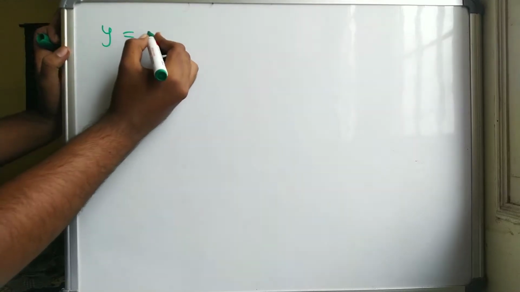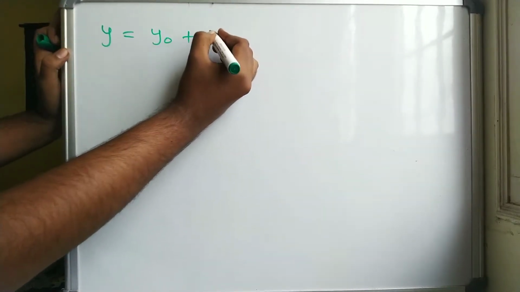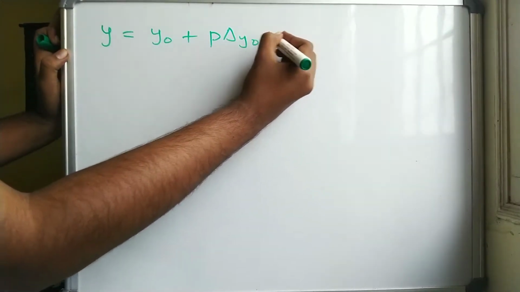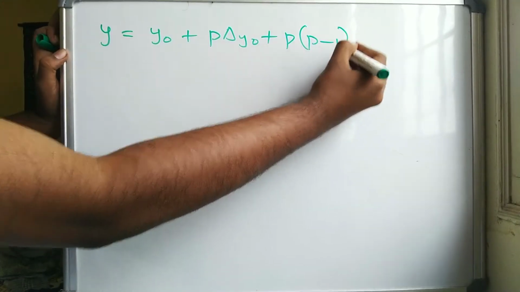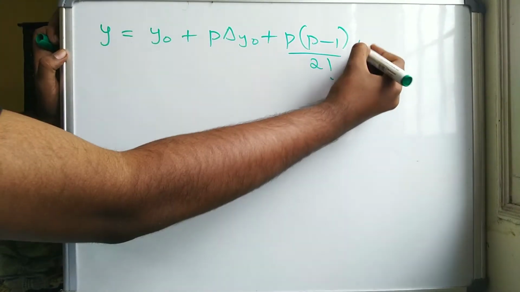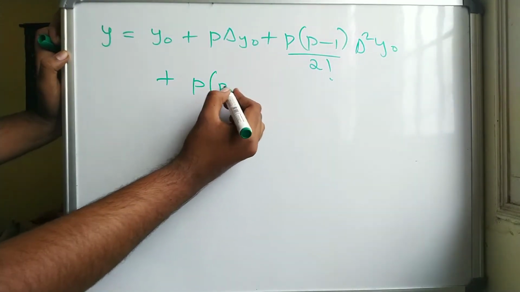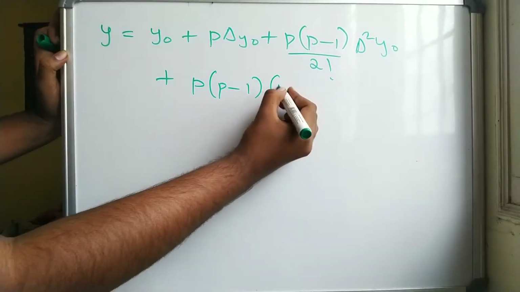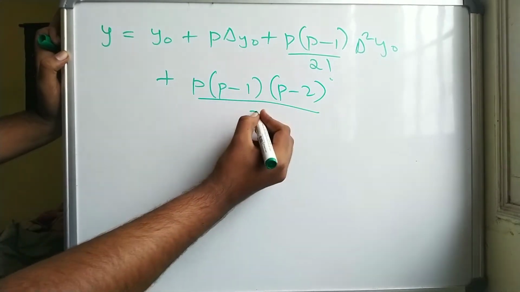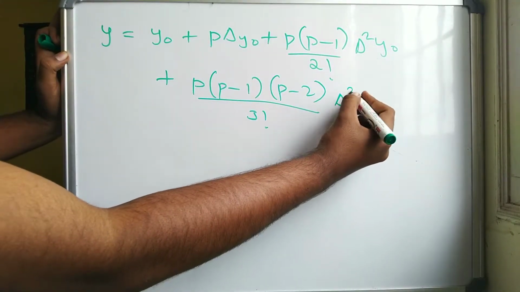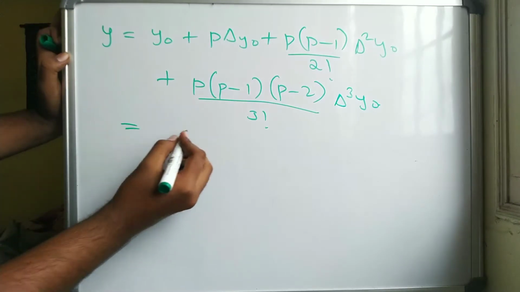Now we substitute these values in the formula. The formula is y is equal to y0 plus p into delta y0 plus p into p minus 1 by 2 factorial into delta square y0 plus p into p minus 1 into p minus 2 by 3 factorial into delta cube y0. In this you need to substitute the values.